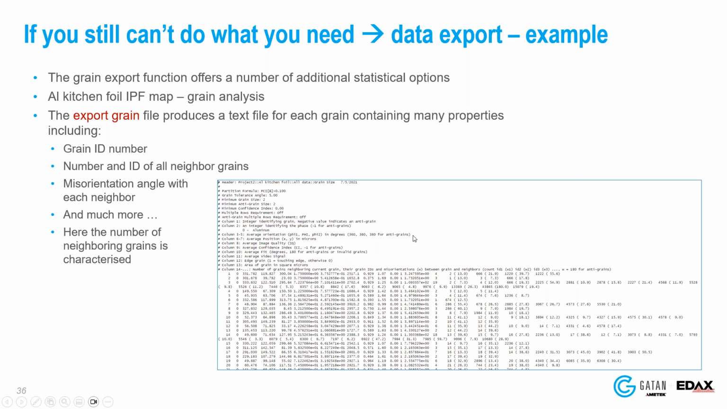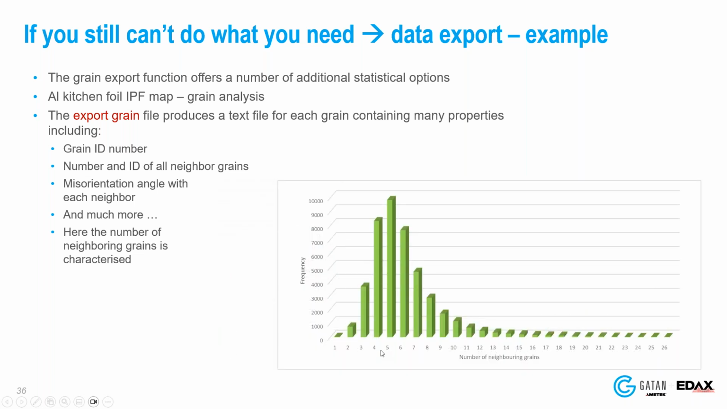So this is what that text file, that export looks like. And then I can just plot that in an external program. And most grains have 5 or 6 neighbors, as you can see here. So if you would anneal a structure, this distribution will most likely change. And you can use that again to describe the evolution of a material. And you can do this with many, many more parameters.